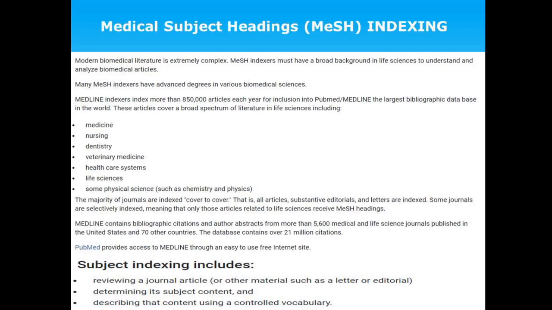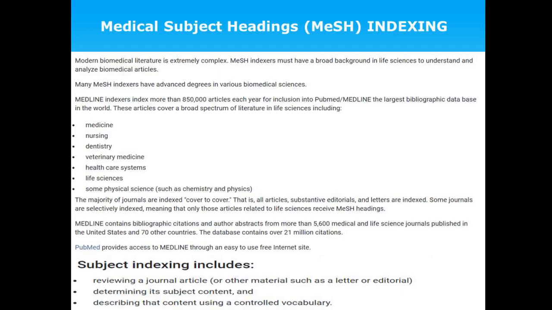What do you mean by cover to cover? That is, all the articles, substantive editorials, and even the letters are all indexed. Some journals are selectively indexed, meaning that only the articles related to a particular discipline, like life sciences, receive MeSH headings.